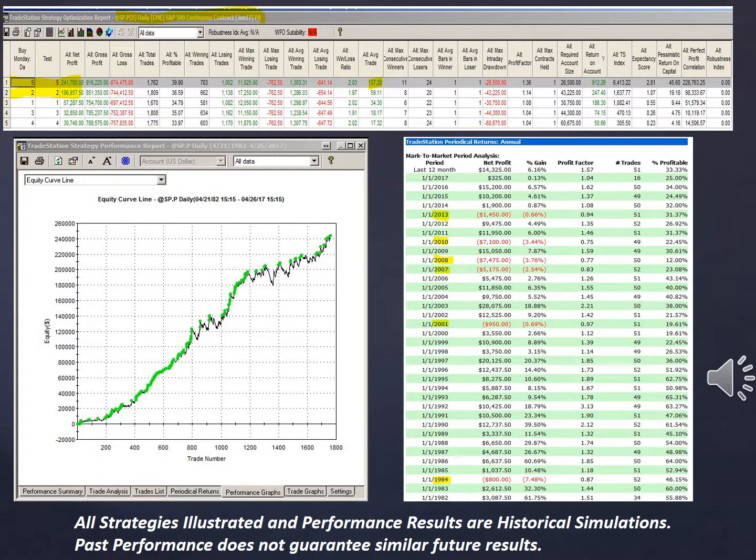And you can see the equity chart over there to the left. And to the right, you can see the yearly return of trades. And you can see there's 1, 2, 3, 4, 5, 6 losing trades out of 35 years, or 6 losing years. And that's pretty good. The biggest losing year was $7,475, and the smallest losing year was $800. So that's kind of Buy Monday in a nutshell, if you will.